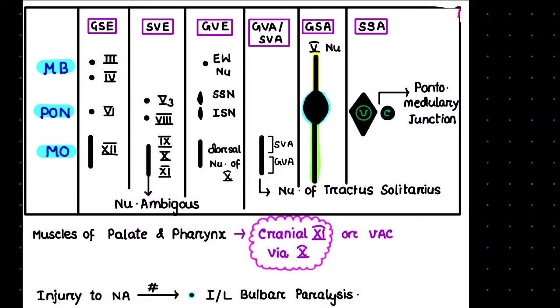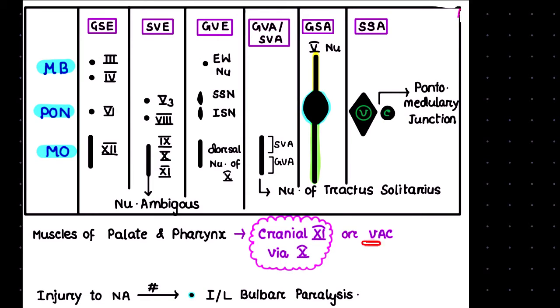Now what is this called? This is called the hitchhike phenomenon. This is the condition in which one nerve goes with another to get to its destination. That means one nerve takes the help of another nerve. Here the palate and pharynx are supplied by the cranial accessory nerve, but it follows the path of the vagus nerve and supplies them through it.